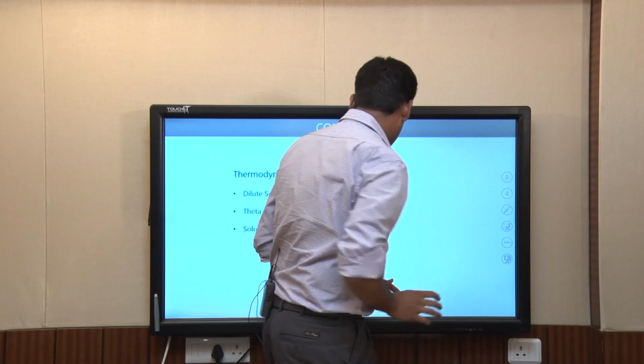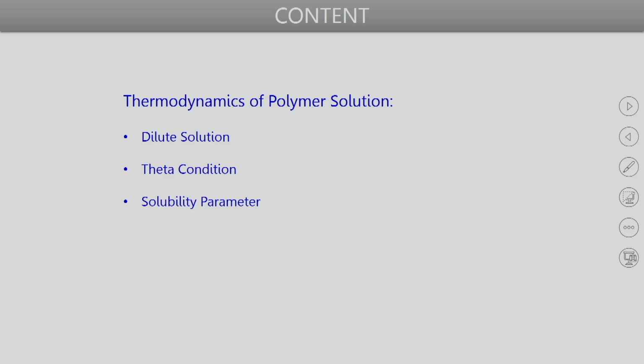The content for today's lecture will be divided into three parts. The first part will focus primarily on the behavior of dilute solutions. Earlier, while discussing Flory-Huggins theory, we talked about the fact that it involves a mean field approximation, which is not a good assumption for dilute solutions. But even though that assumption is not a good one, we will see that applying Flory-Huggins theory to dilute solutions at least gives some qualitative information that is predicted by more sophisticated theories, as well as something which is observed experimentally as well.